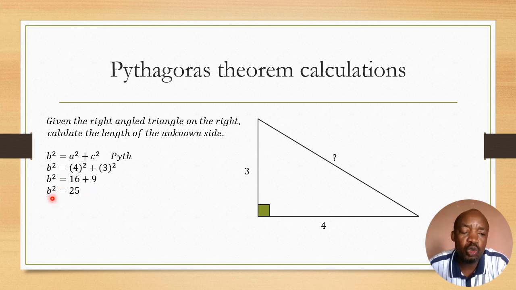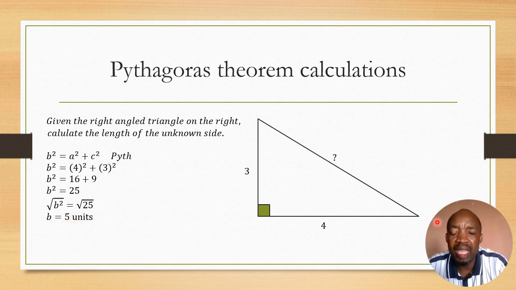Now, b squared is 25. I'm not looking for b squared, I'm looking for b. That is why I'm going to take the square root of both sides. The square root of b squared is b. The square root of 25 is 5. That means b is equal to 5 units. And b is that side there. I hope you are with me, folks. Very important, right-angled triangle. We apply the theorem of Pythagoras. And we did that. We got the answer.